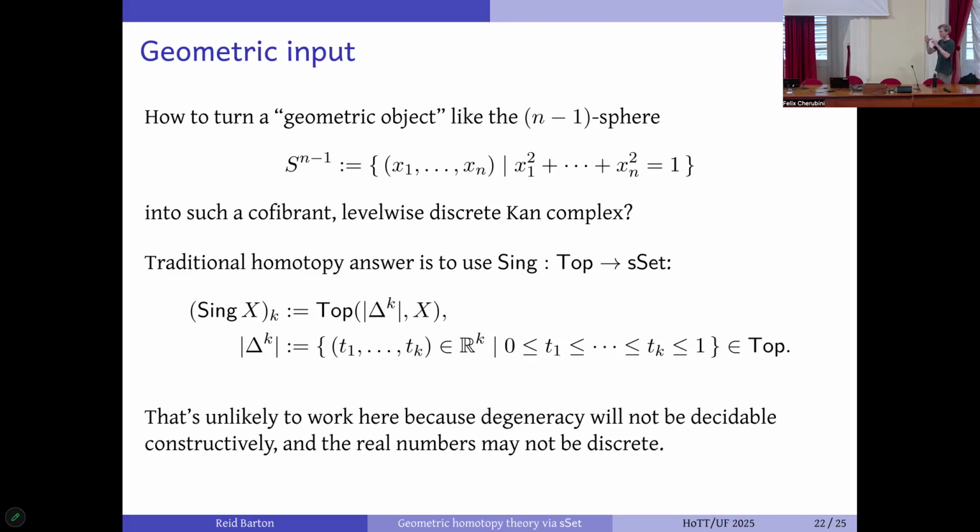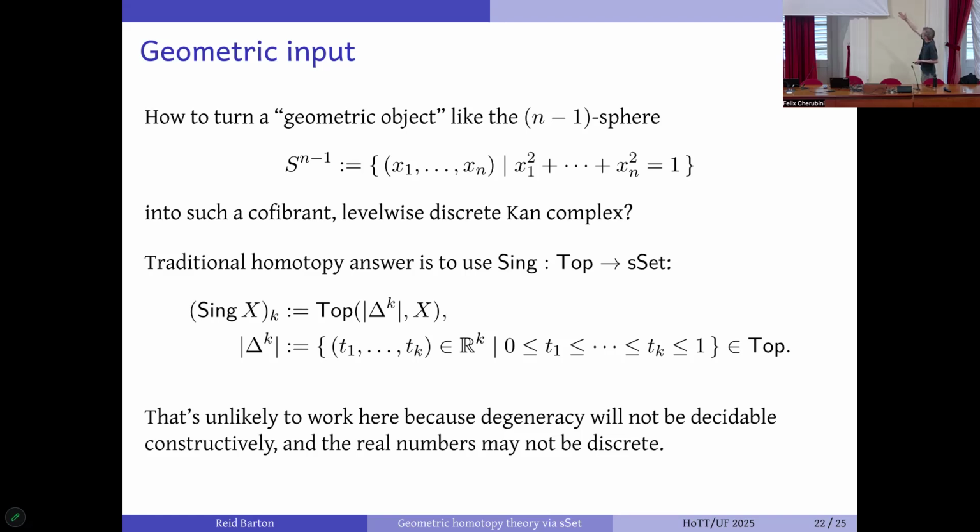And I need to take that specification and somehow turn it into one of these simplicial sets that has all those properties from before. So it had better be cofibrant, levelwise discrete, and it should be a Kan complex. And definitely the Kan complex part is fine, but the issue is maybe the cofibrancy and the levelwise discreteness. These are kind of new conditions that we're not used to. The traditional answer in homotopy theory would be we use something called the Sing functor. That's just the easiest way to do it.